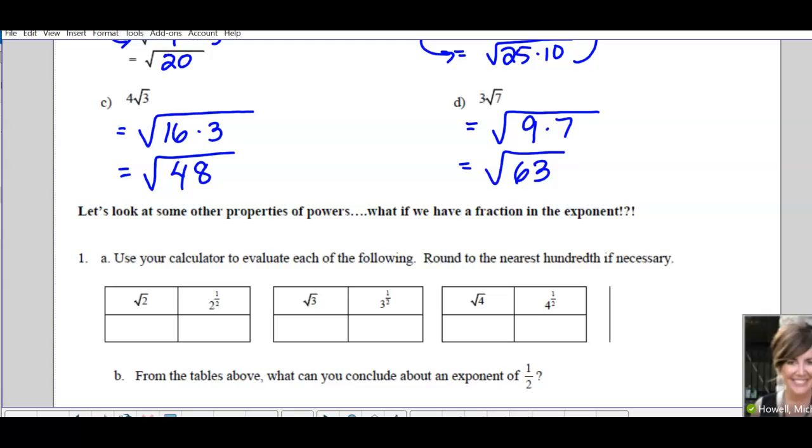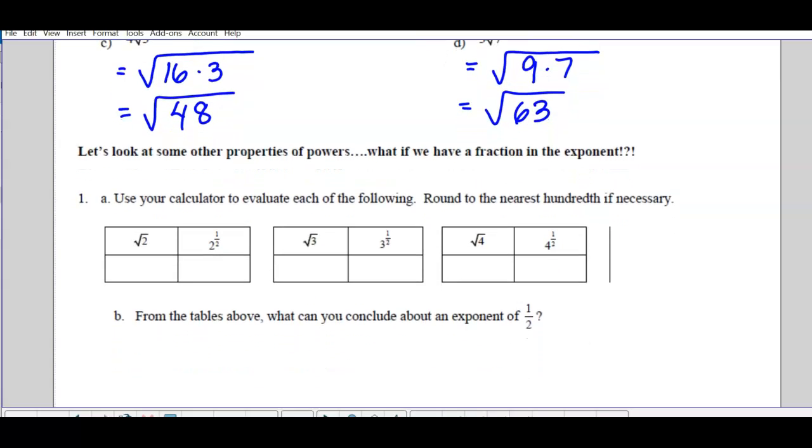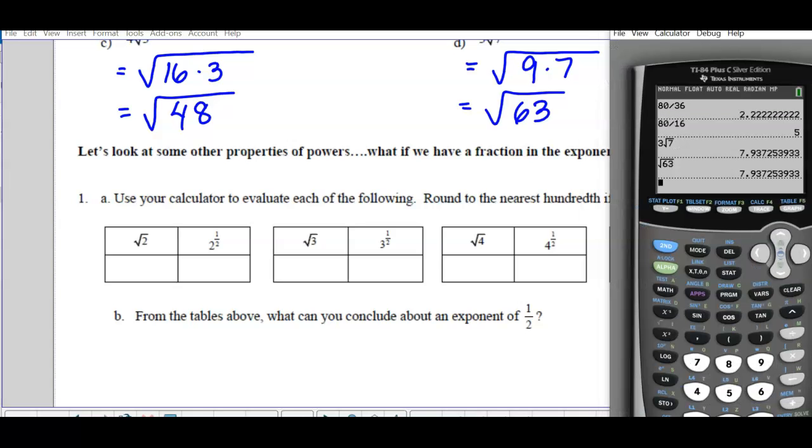All right, so some other properties. How do radicals relate to fractional exponents? Use your calculator to evaluate each of the following, rounded to the nearest hundredth. So enter root 2 in your calculator. Root 2 is 1.41. And then 2 to the exponent 1/2.